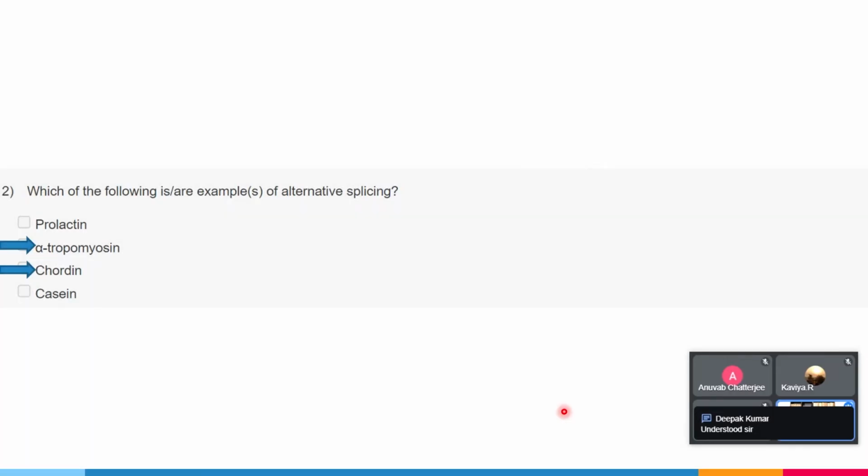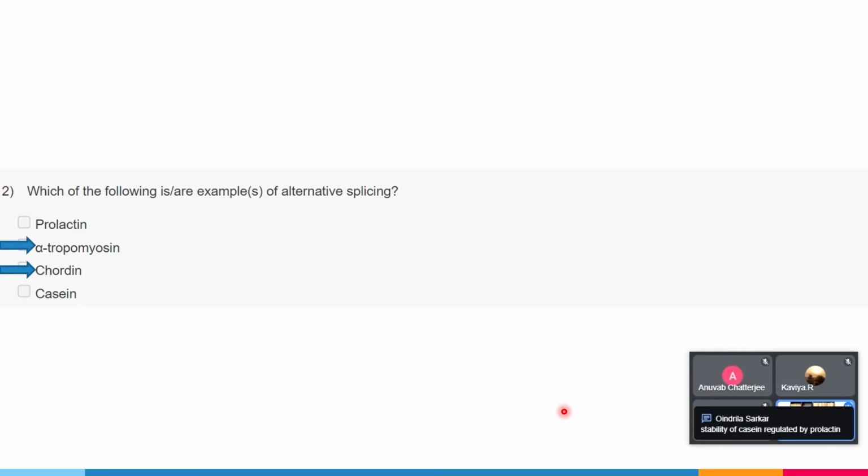So after looking into it, which of the following are examples of alternative splicing? We have alpha-tropomyosin and codon. Prolactin and casein will just show up in a bit, and we'll look into how they are regulated. Can anyone try and venture how prolactin and casein mRNA are regulated? Because we will have a question momentarily on it.